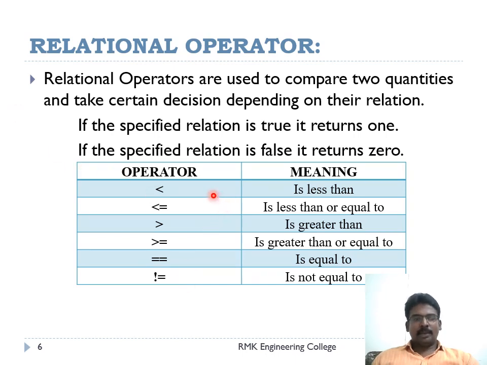Coming to the less than operator, it checks whether the value of the operand placed before it is less than the value of the operand that comes after the less than symbol. Similarly, the remaining operators also perform their respective operations. The second operator, less than or equal to, checks whether the preceding operand is less than or equal to the succeeding operand. Let's see the explanation of these operators with an example program.